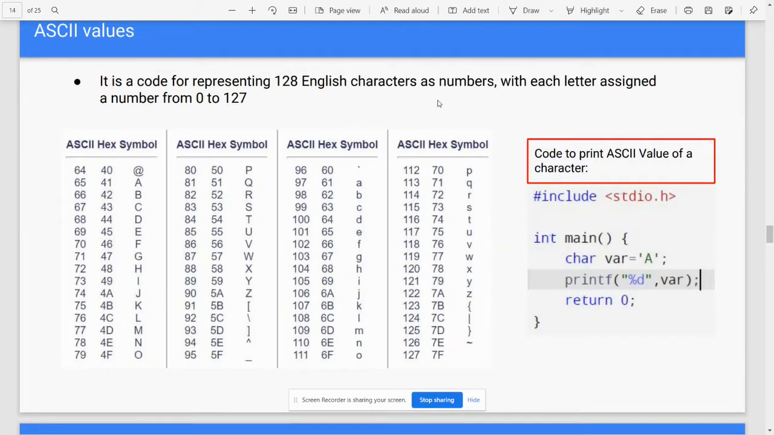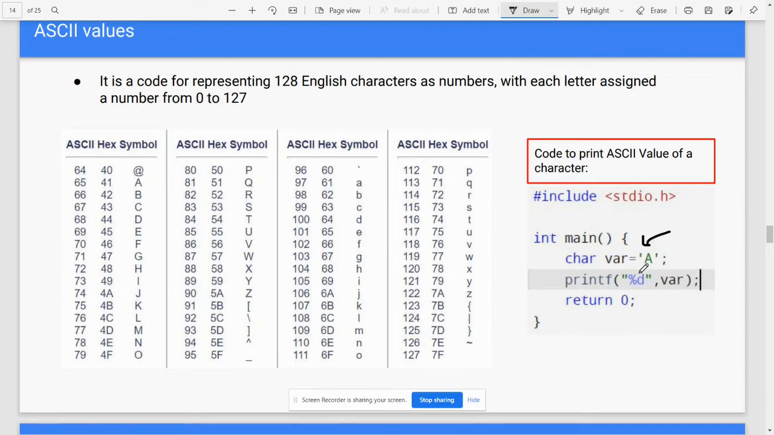Okay, so first of all, just a simple thing. Let's say you want to know the ASCII value of any particular character. Let's say there is a capital A, and you want to know the ASCII value of that character A. Then there is a particular syntax, a particular type of code, that you can write. Everything else is the same.